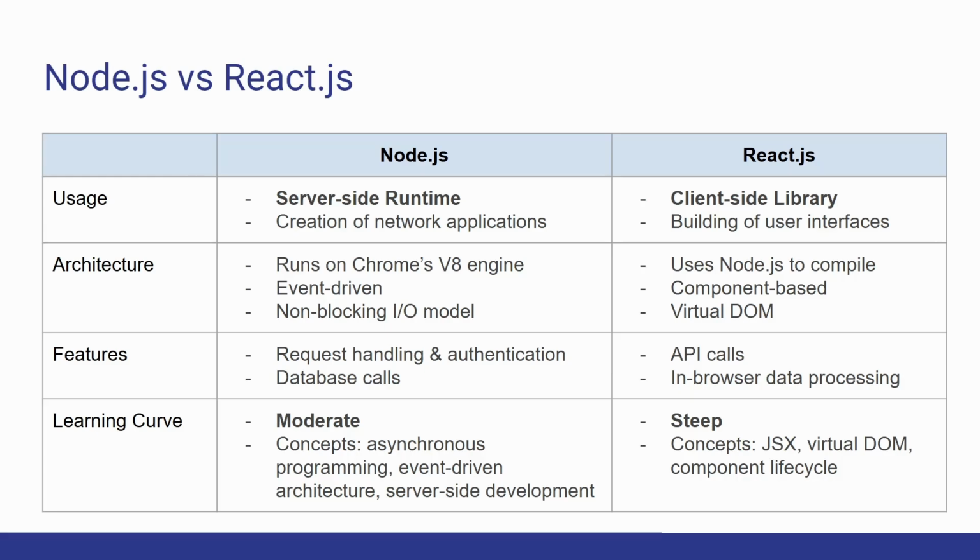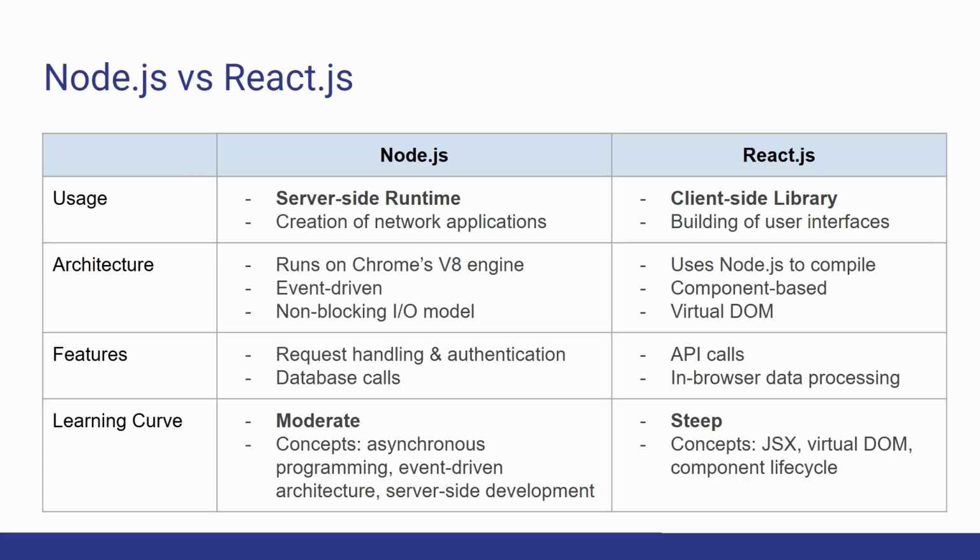However, because Node is single-threaded, it is not ideal for CPU-intensive tasks. React is component-based, meaning we can reuse its components. It uses a virtual DOM to optimize UI rendering by reducing direct interactions with a real DOM. This improves performance in many cases, but excessive re-rendering of components can sometimes lead to performance issues.